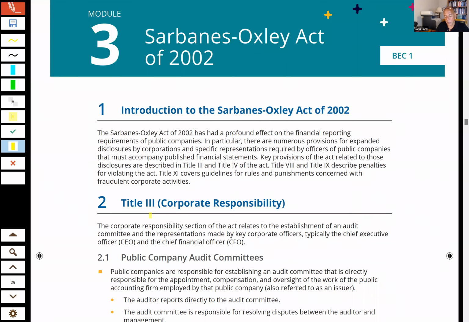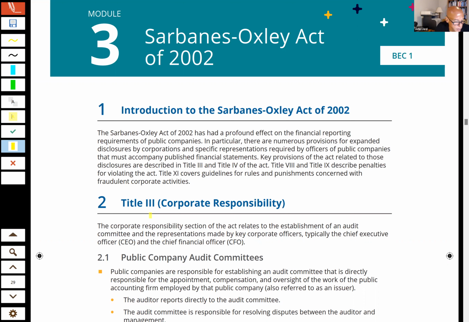Now, Sarbanes-Oxley has certain titles. You don't need to memorize titles. But you do need to understand what some of the significant objectives of the titles were, but you don't have to memorize them by title, okay? But you need to understand what some of the things are that were brought in by these various titles.